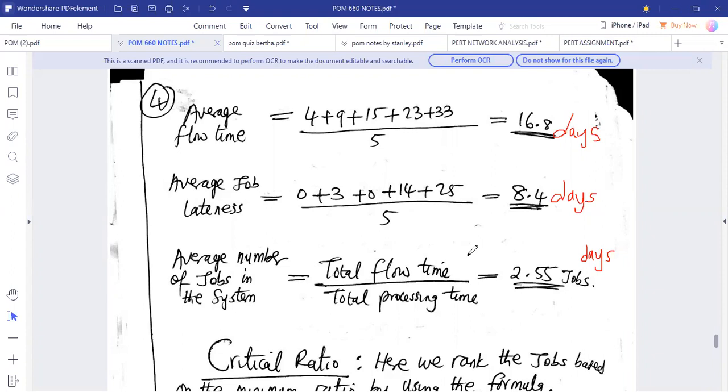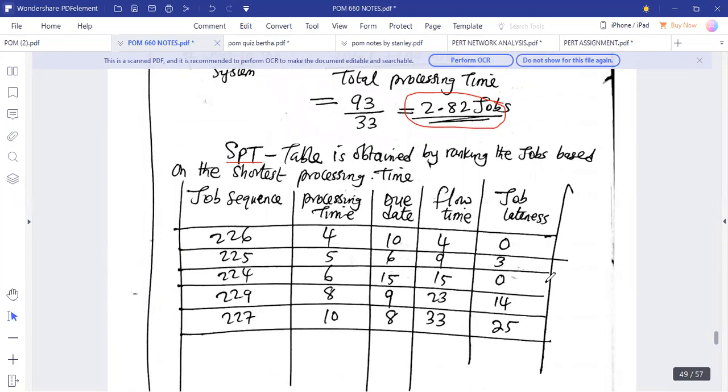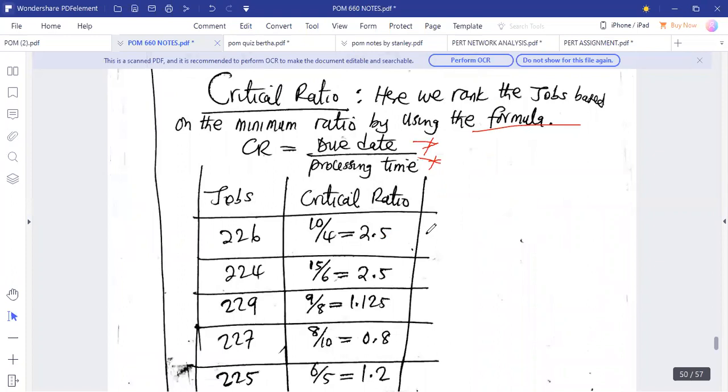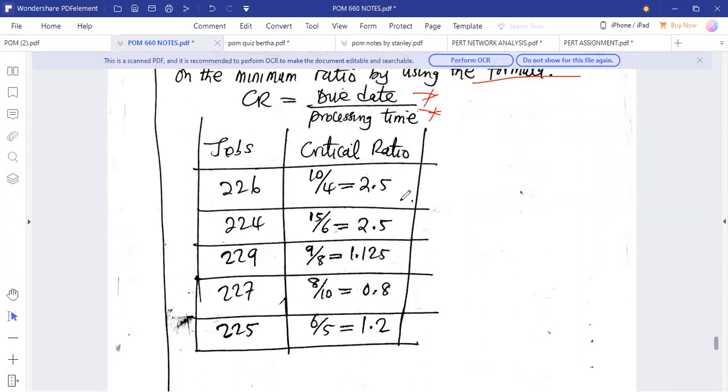Okay, so now critical ratio. We have done the shortest processing time as the second sequencing rule. Then getting down to the other one, we are looking at the critical ratio. Here we rank the jobs based on the minimum ratio by using the formula: critical ratio is equal to due date divided by the processing time. That's how you find the critical ratio. If there is a tie for the ratios, there is one thing we consider, which I'll explain.